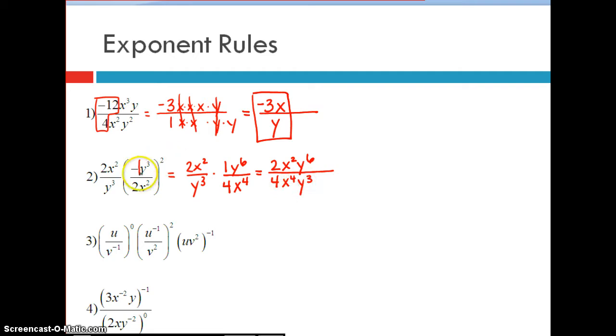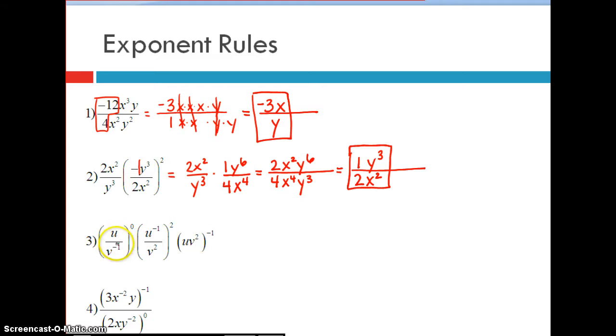So we've applied our power to a power, our product, and now we're going to go through our quotient rule like we were before. First, you can simplify just your whole numbers, your coefficients. So that's 1/2. 2 minus 4 is a negative 2, which means that would be 2 on the bottom. And 6 minus 3 is 3, so that would be y cubed on the top. So that is my answer to my second example.